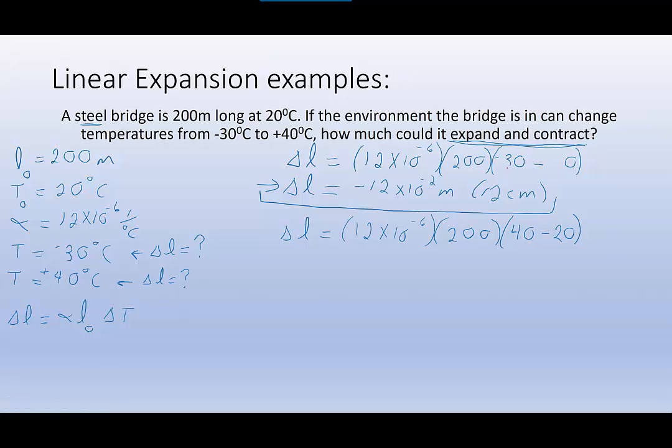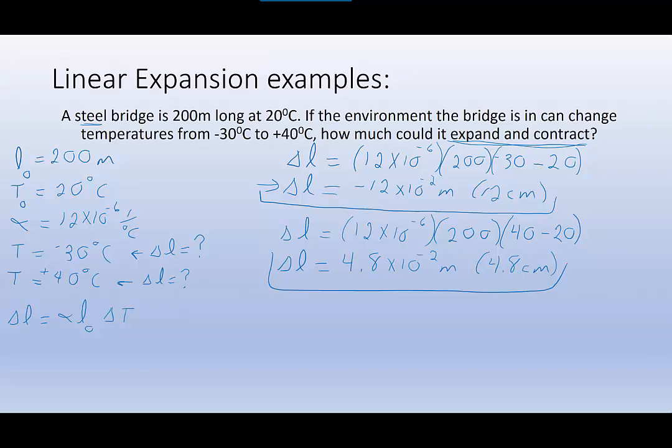Negative 30 minus 20, not the other way around. I apologize. And when we do this, we come up with a change in length for our bridge when it's expanding to be 4 times 8 times 10 to the negative 2 meters, or 4.8 centimeters. So again, in the first case, the bridge was going to contract 12 centimeters. In the second case, it was going to expand 4.8 centimeters.